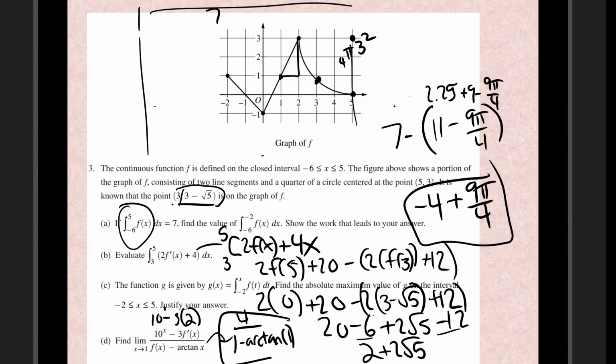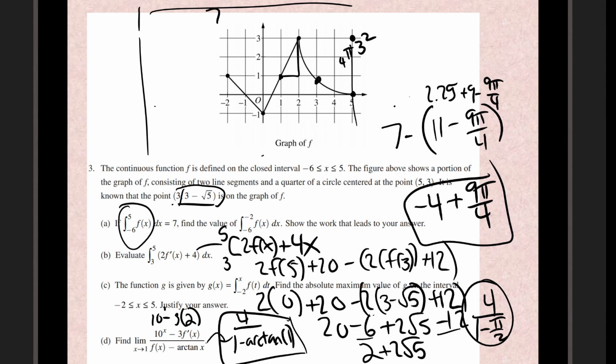They honestly accepted this answer. But the arctan of 1 is pi over 4. That's where sine and cosine are the same. And that's 4 over 1 minus pi over 2, and that's all you needed to do for that. But they accepted 4 over 1 minus arctan of 1.